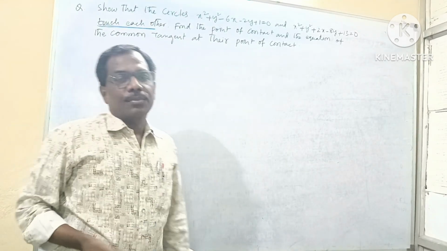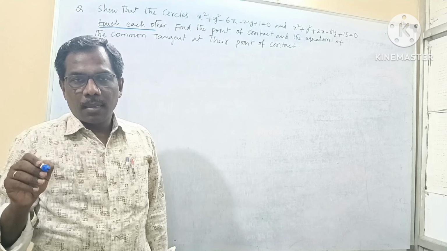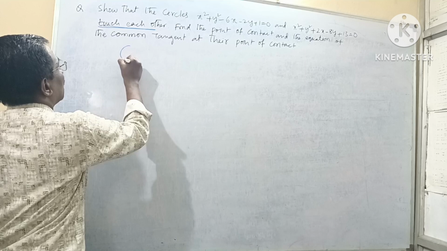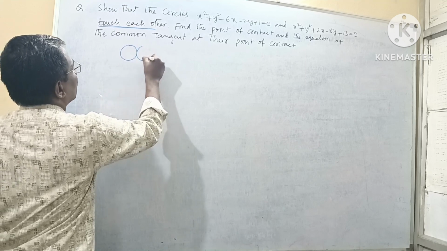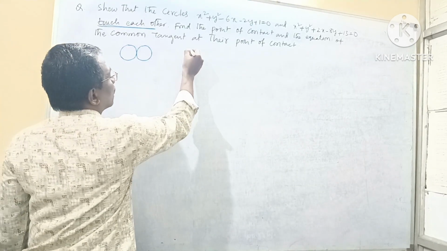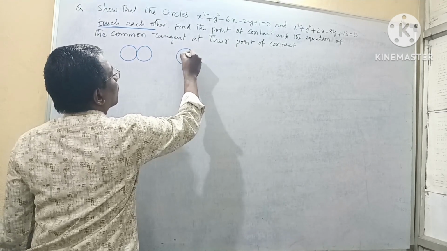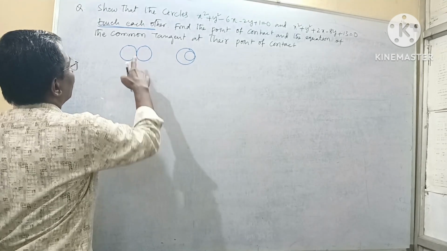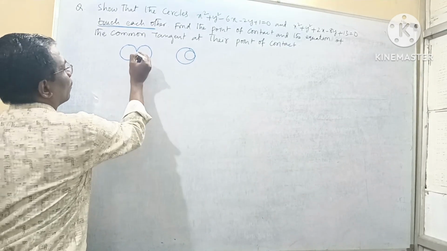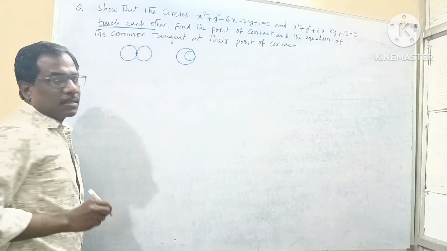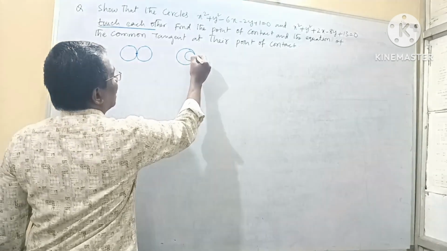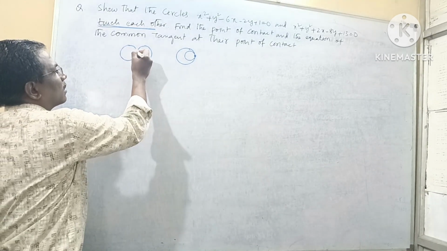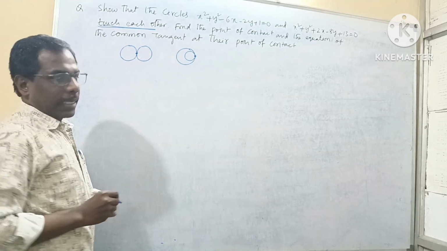It means what? They may be touched externally, like this, or internally. This is the internal view. So if they are touched externally, we have to find the point of contact. This is the point of contact externally. If they are touched internally, this is the point of contact.